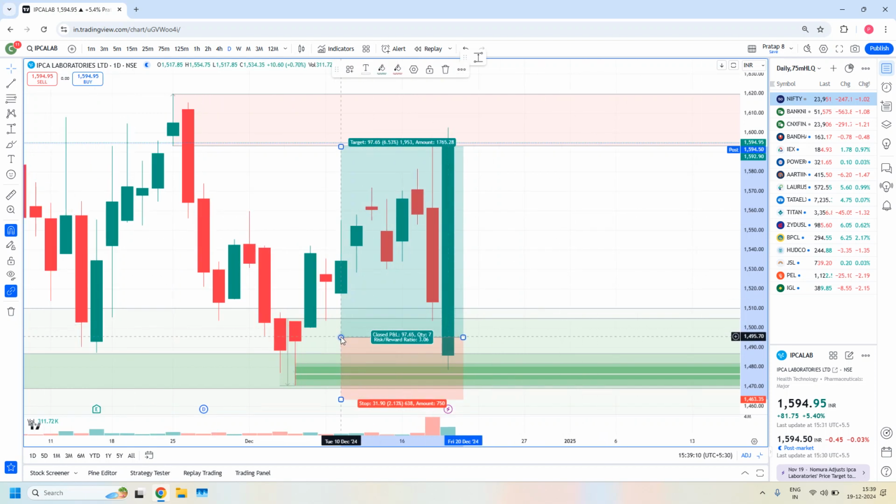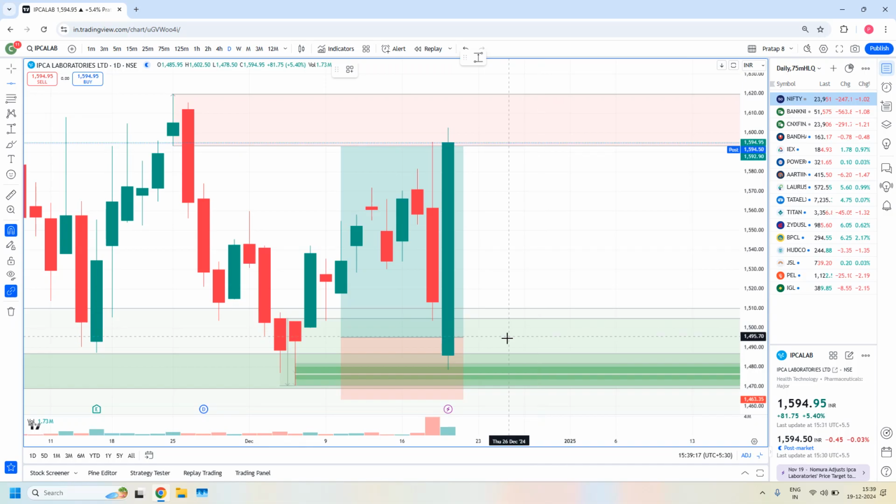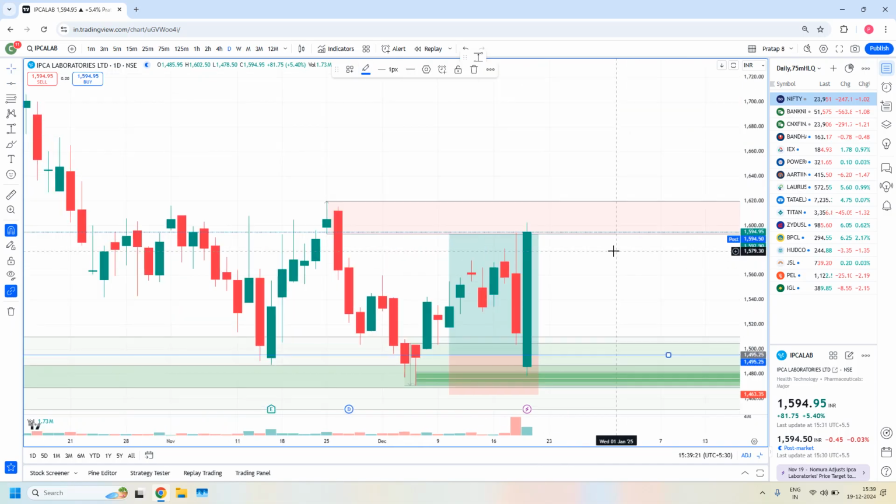See, somewhere here, the trade plan. Let me draw a horizontal line so that you exactly understand where is our entry, the planned entry. See, somewhere here.